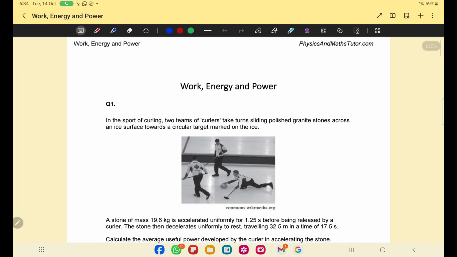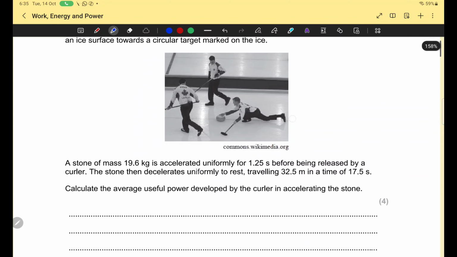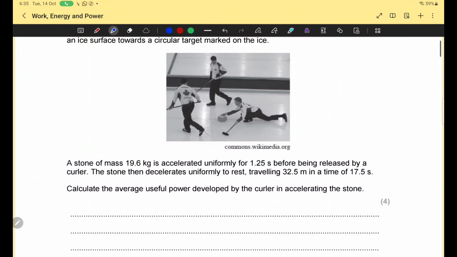This is the PMT sheet. And in this PMT sheet, we have solved this kind of question in the momentum sheet. In this question, they are asking to calculate power. Sir, what is the formula of power? Power equals work upon time, or energy upon time.